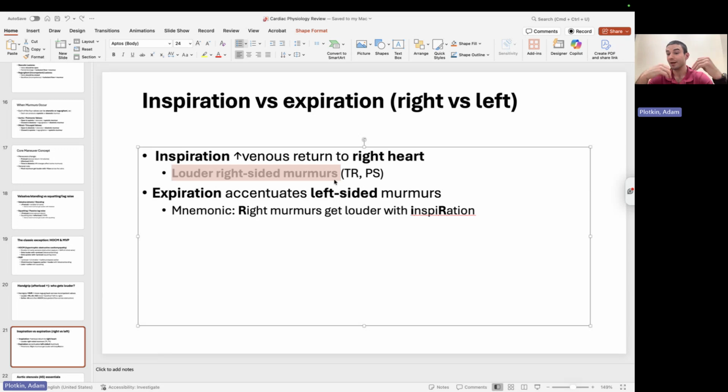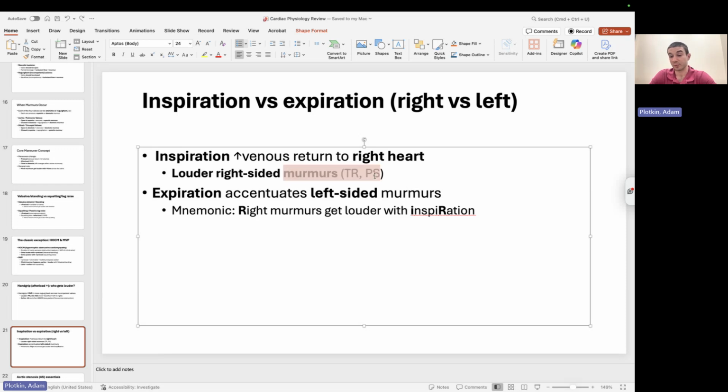Remember our rule: all murmurs get louder with increased flow across the valve, except for hypertrophic cardiomyopathy and MVP, right? Expiration does the opposite. Expiration accentuates left-sided murmurs. The big one is understanding that inspiration increases venous return to the right side. It's going to make my right-sided murmurs much louder, right?